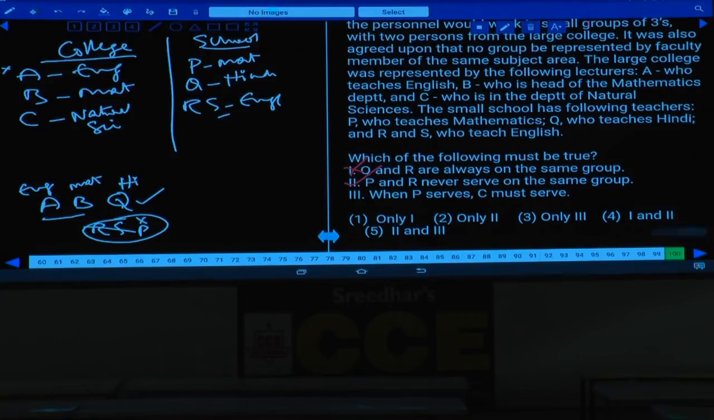Then condition number 3. And what is 3 here? When P serves, C must serve. When P is there, that is P is teaching what? Mathematics. Then C must also serve. Is it true? Why will that be true? Because as P teaches mathematics, now in the college B teaches mathematics, B cannot be there. As B cannot be there, two persons from the college should be there, hence A and C must be in that group. What is the group here? P, A and C. Then what is your answer? 2 and 3 both are true, that is choice 5.